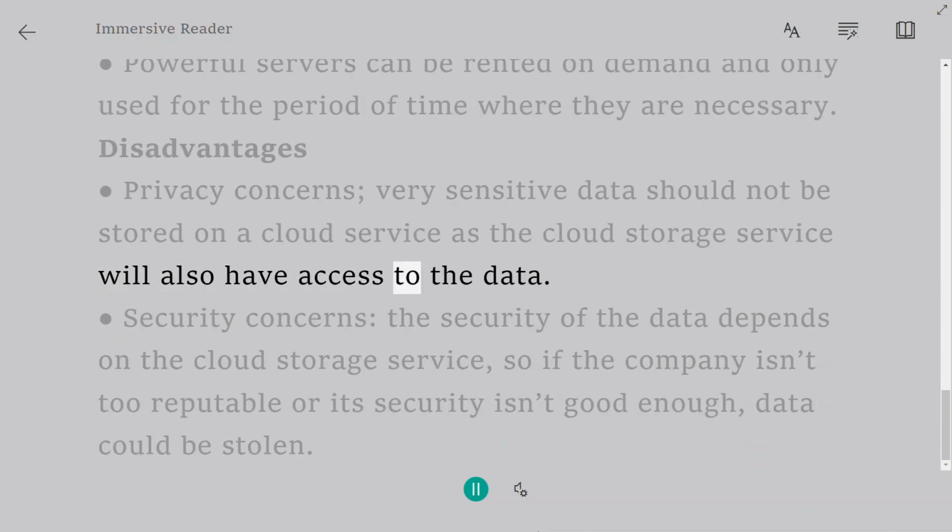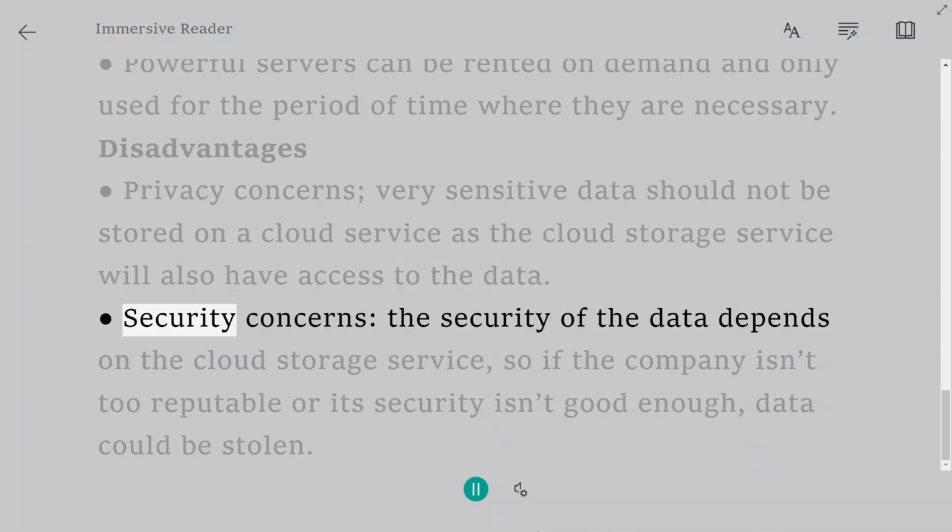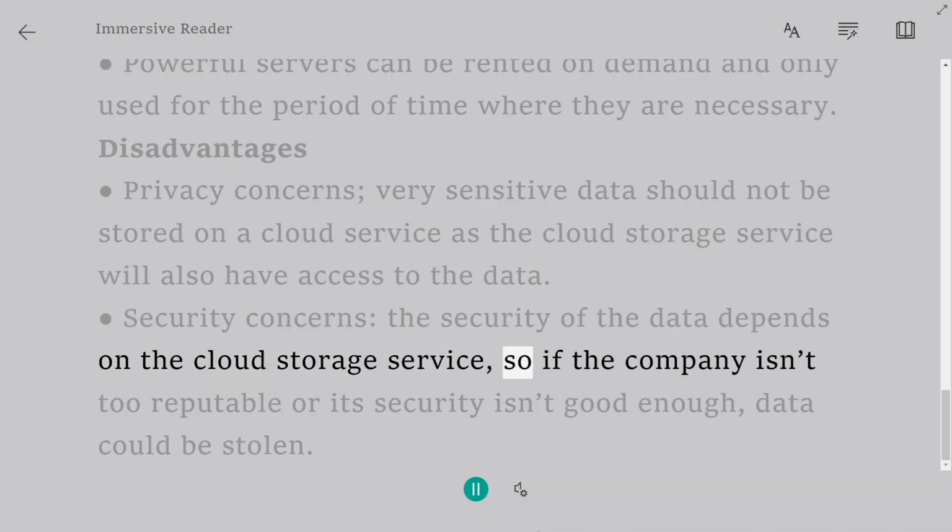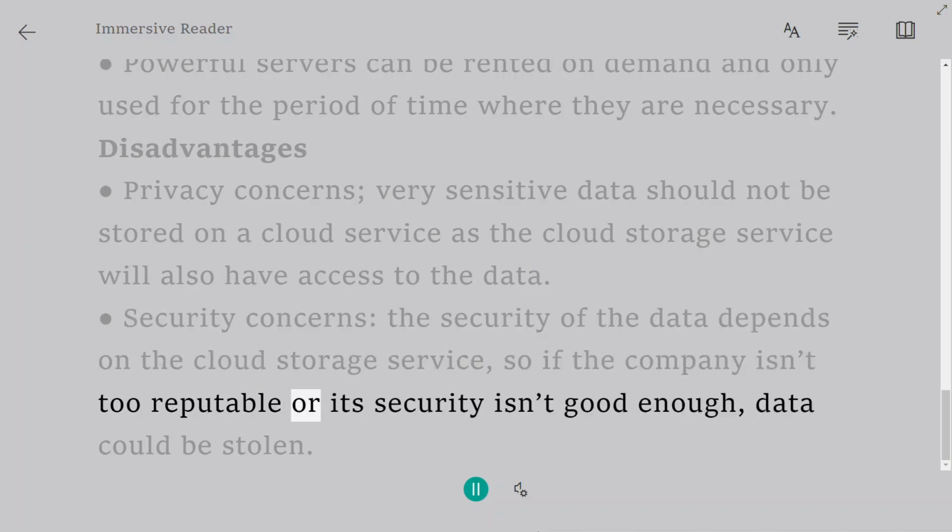Security concerns. The security of the data depends on the cloud storage service, so if the company isn't too reputable or its security isn't good enough, data could be stolen.